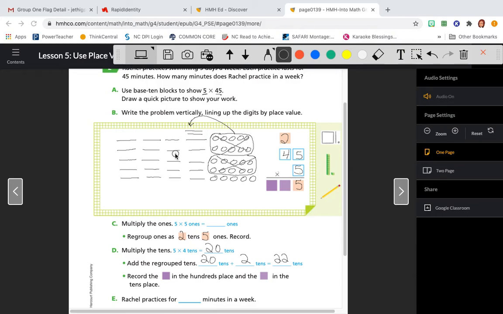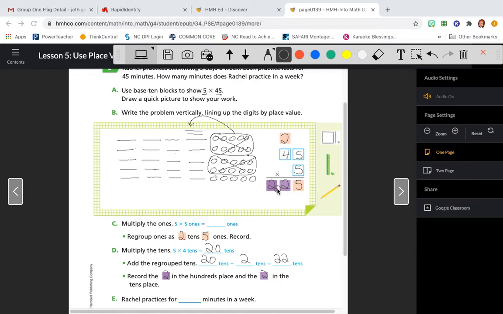Well, we know we can't have 22 10s. So what are we going to do? We're going to record the 2 in the hundreds place, and we're going to record a 2 in the tens place. So 2 here, and a 2 here. So we had to move some 10s over to the hundreds. So how are we going to do that?